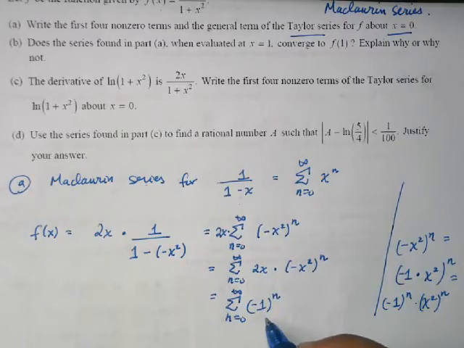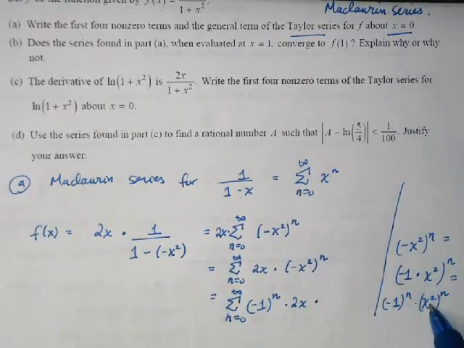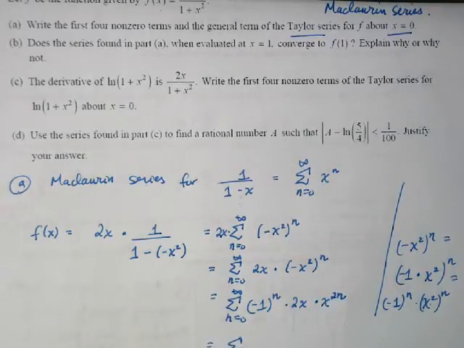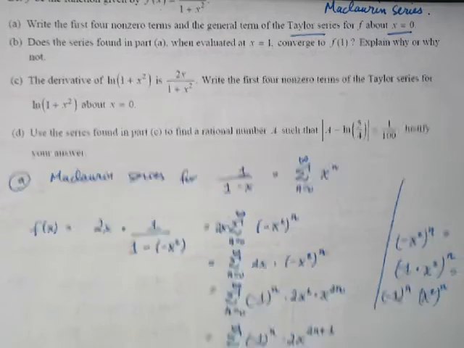So I'm going to pull out the negative 1 to the n because this makes it really crystal clear that this series is an alternating series times 2x times x squared to the n, which is x to the 2n. This is equal to the summation n equals 0 to infinity, negative 1 to the n times 2, and this is x to the 2n and x to the first, so we get x to the 2n plus 1.